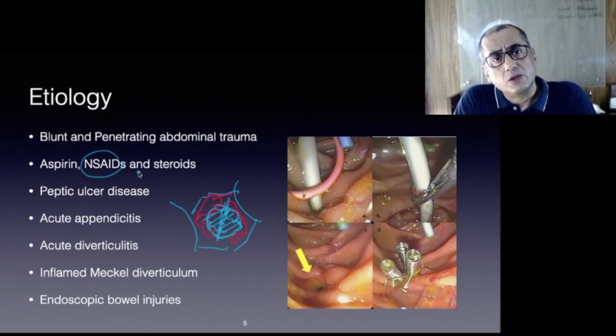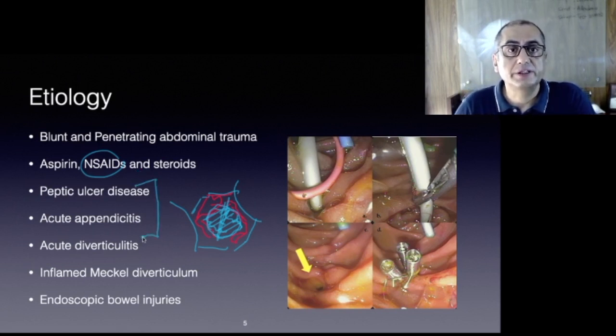Predisposing conditions include peptic ulcer disease, acute appendicitis, and acute diverticulitis. I have labeled these here in 3 here, and an inflamed diverticulum. Indeed, acute appendicitis is still one of the common causes of bowel perforation in elderly patients, and is associated with relatively poor outcomes in this age group.